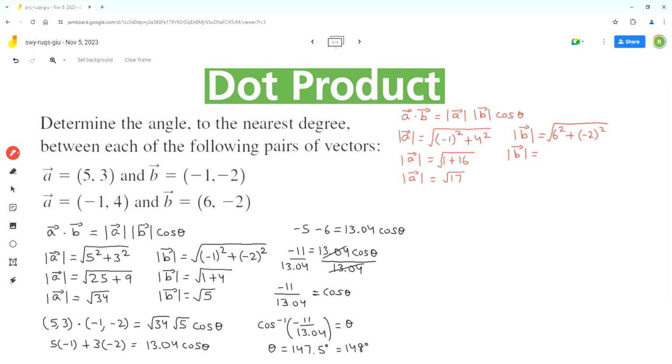So 6 square is 36. Negative 2 square is positive 4. So 36 plus 4 is equal to 40. So this is the magnitude of vector B. Now we can sub in the values in the dot product equation.